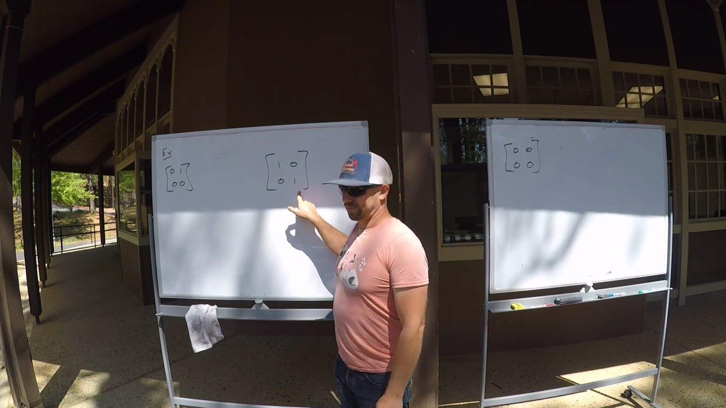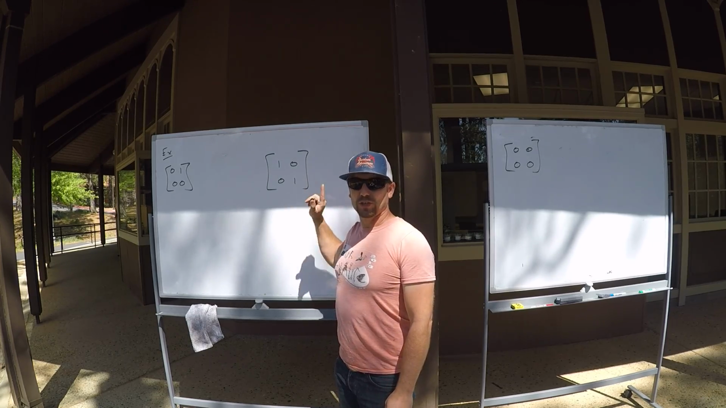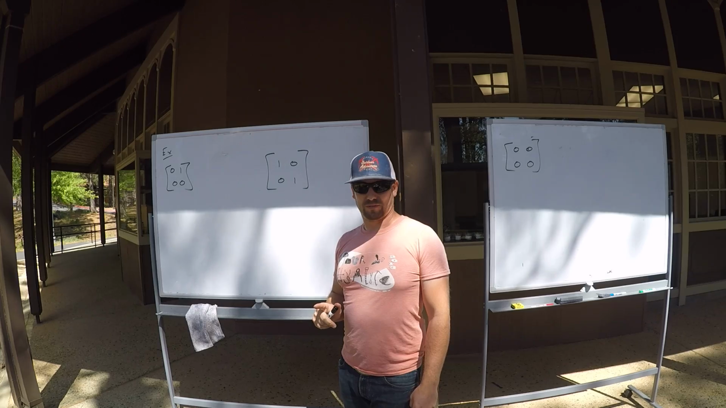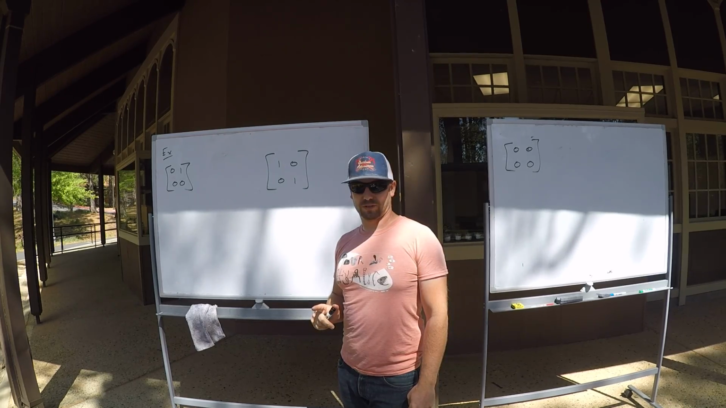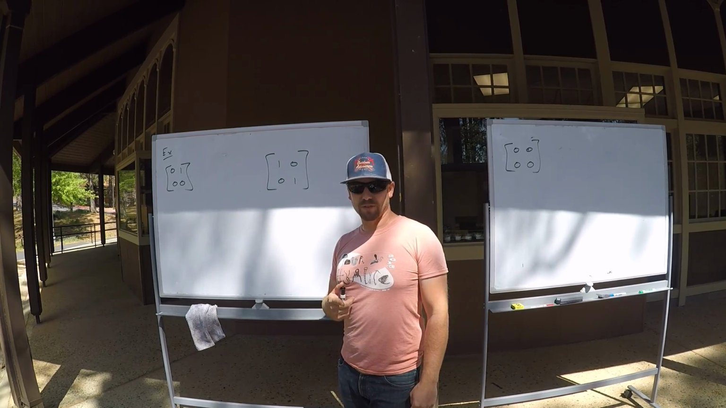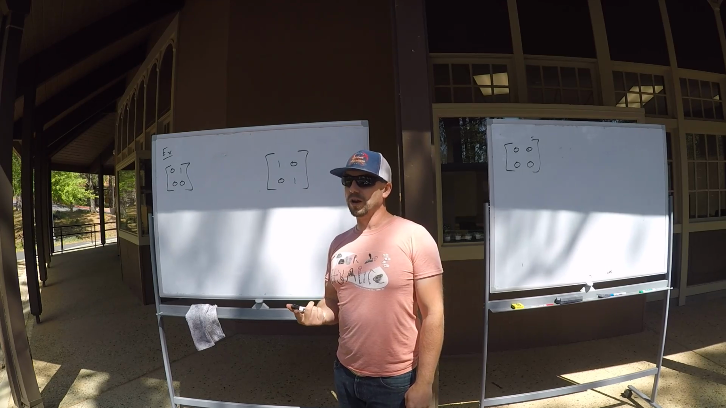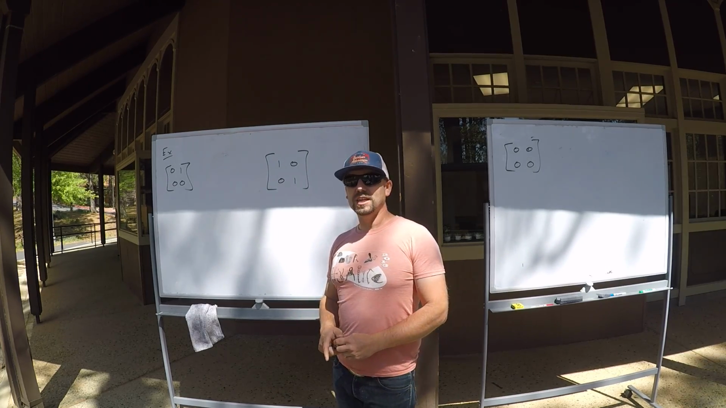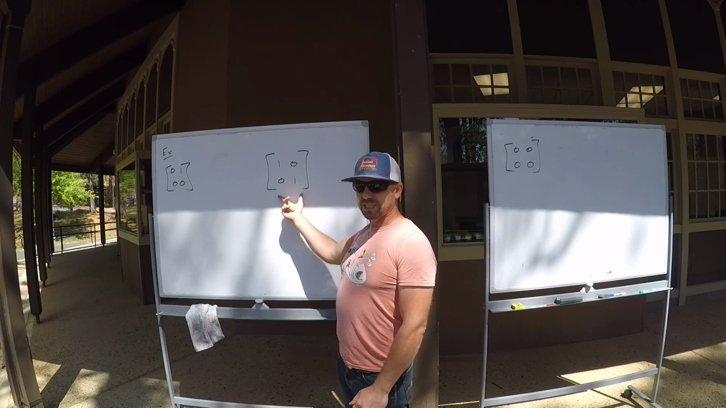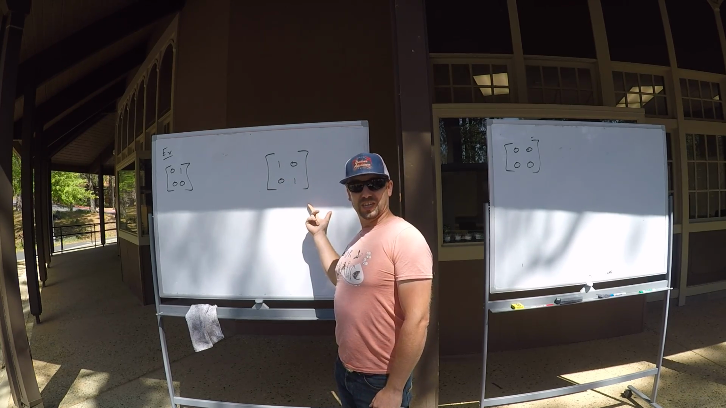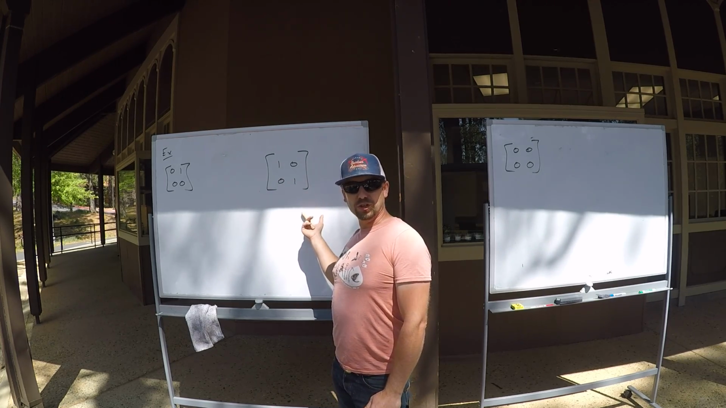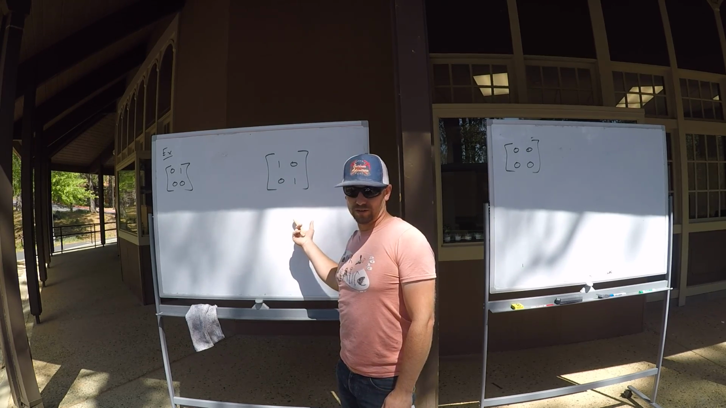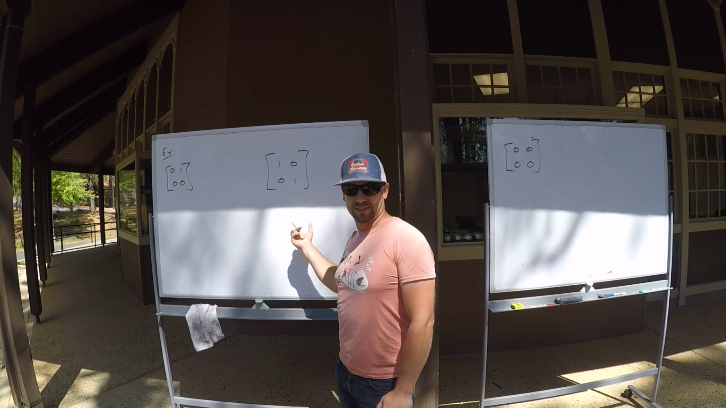For this one, the identity matrix, what are the eigenvalues? 1 and 1. The identity matrix takes every vector to itself. And so every vector in R2 is an eigenvector with eigenvalue 1. You guys all see that?